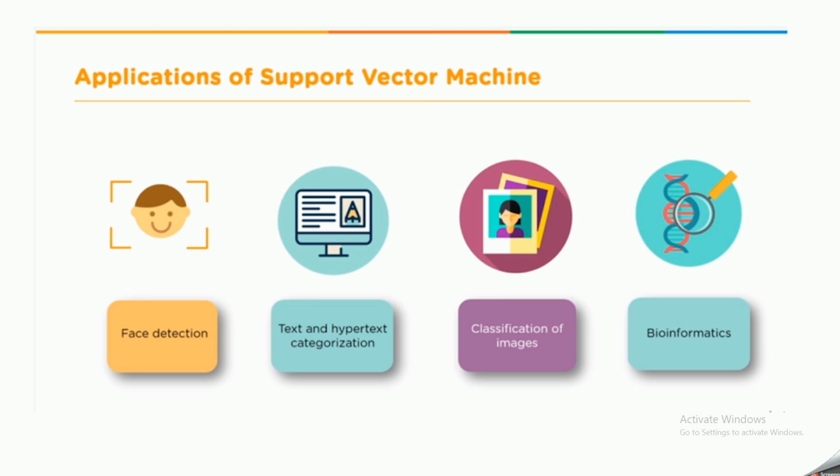A few applications of support vector machine. In real time, SVM is used for face detection, text and hypertext categorization, where sparse documents are considered, classification of images, and in the field of bioinformatics.